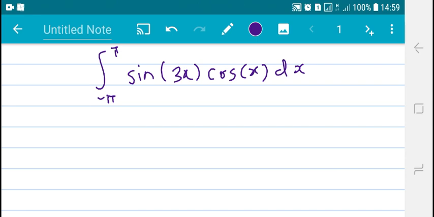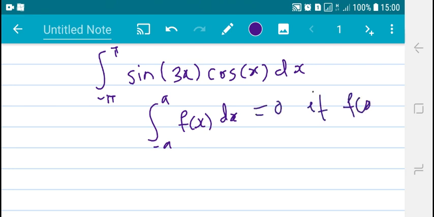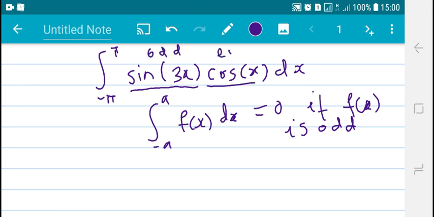And so we understand, for example, that if I have a symmetrical interval from negative a to a of f of x dx, I should get 0 if f of x is odd, right? However, we notice that this is a product of two functions, namely sine of 3x, which is an odd function. However, this one is even.